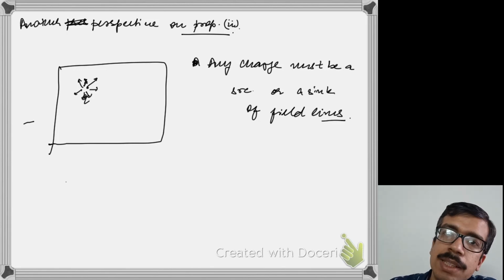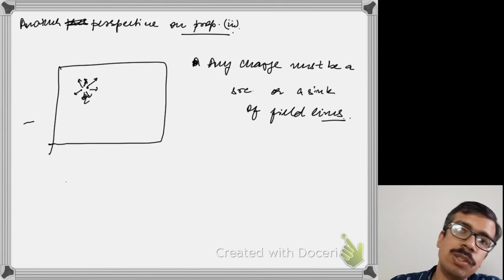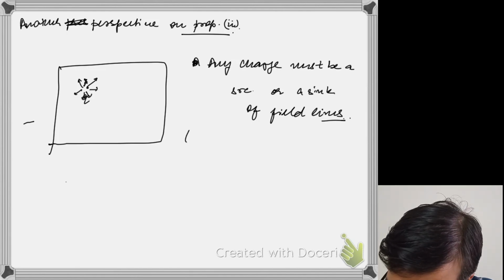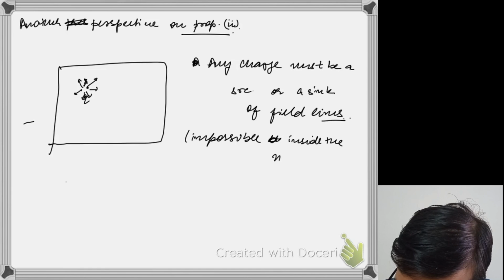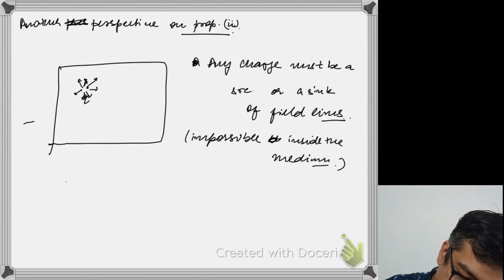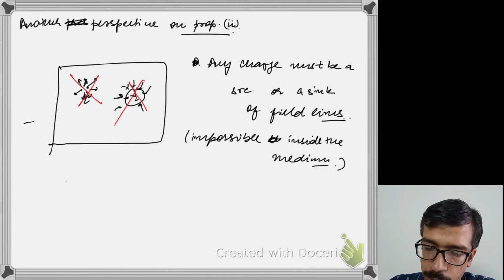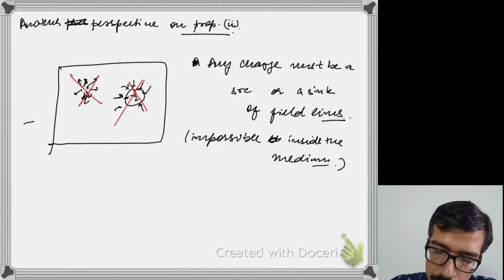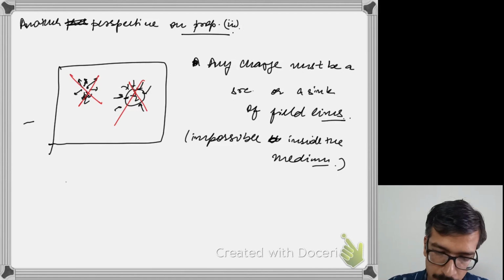So this is impossible inside the interior of the conducting medium, because inside the conducting medium there is no field and hence no field lines. In the diagram you can also look at the case of a minus q charge, which will be a sink for these field lines. And we rule out both these conditions. Neither can there be a source nor a sink of electric field lines inside the conducting medium.